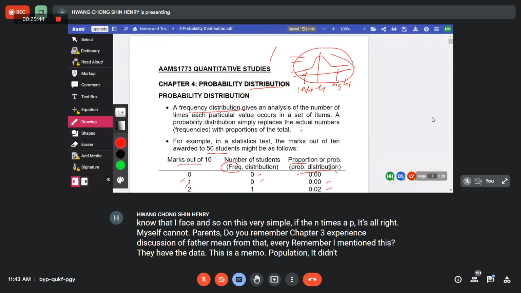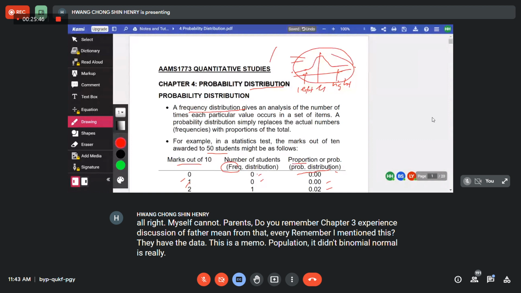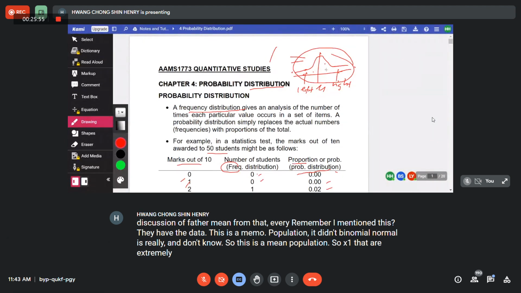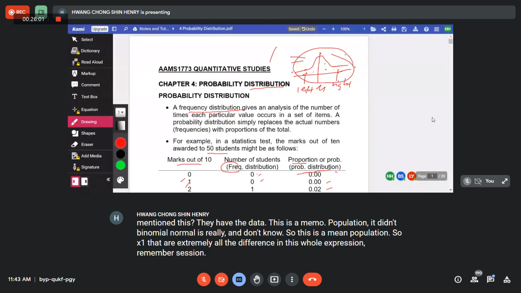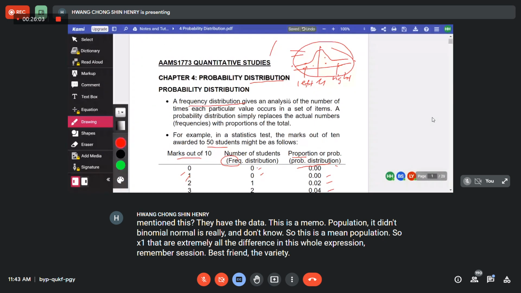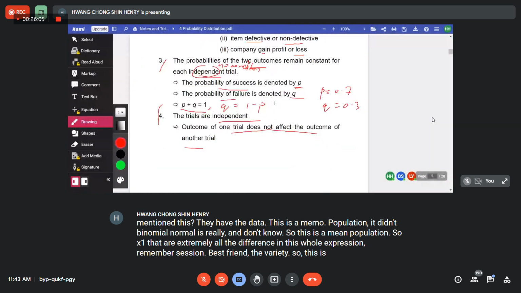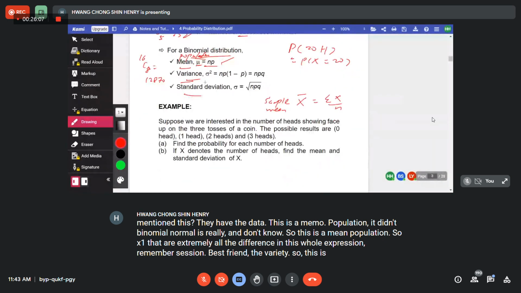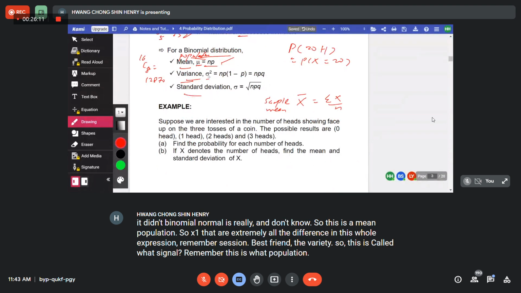Actually, binomial and normal is related one. For big group, they are actually under normal. So this is your mean population. Remember the mean value. So x1 data, x2 data, all the difference to the mean is called dispersion. Remember within dispersion, the spread, the variability. So this is your variance. This is called what? Sigma. Remember, this is what? Population standard deviation. If it's sample, we use what?